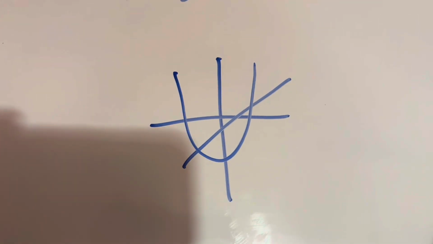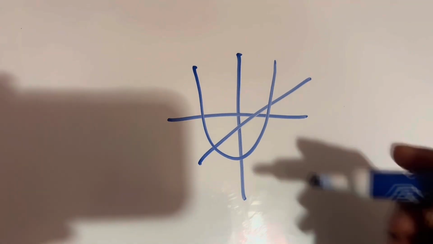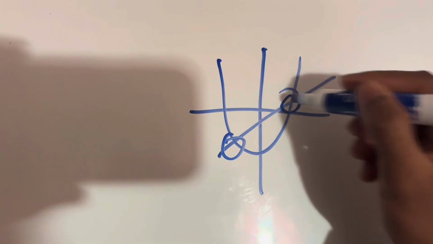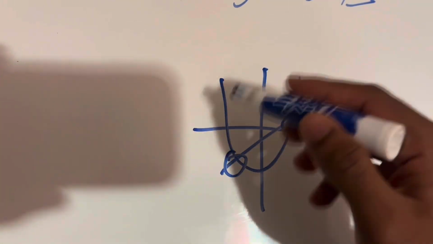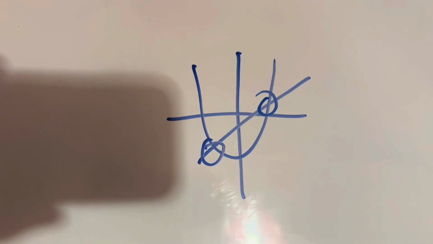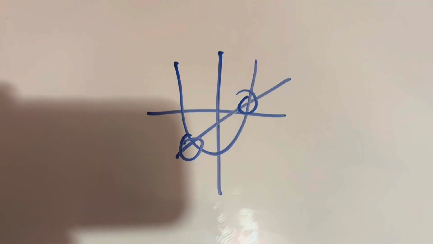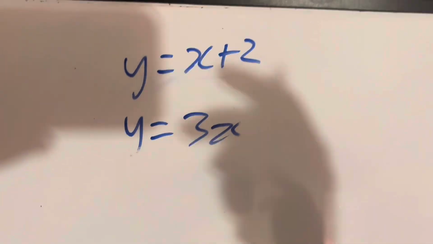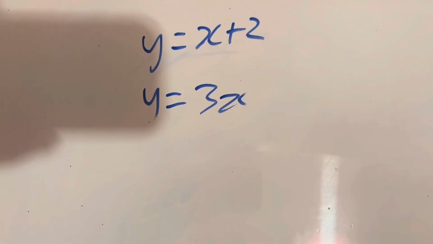Now, what it means when both of them are true is the intersection points here and here, because the x and y on both of them are the exact same, which means that it's true. But now I'm going to teach you how to solve for these. Let's start off with a simple linear system of equations.